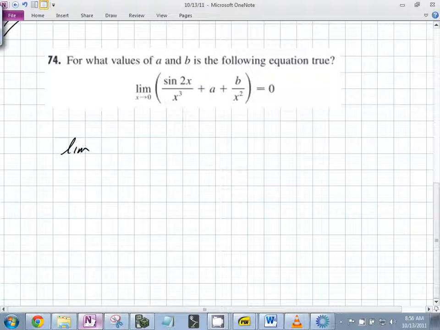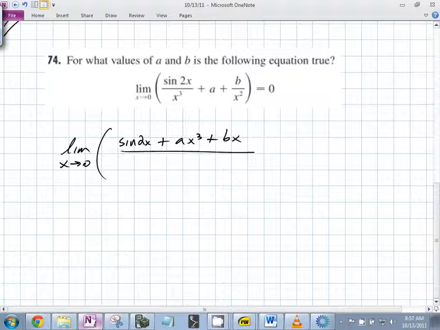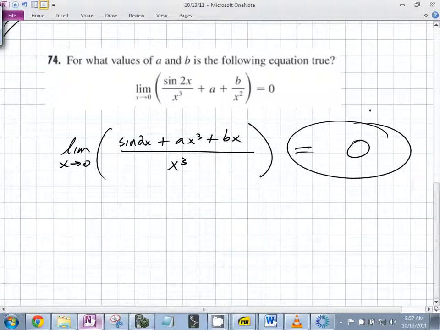The limit as x goes to 0 of sine of 2x plus ax cubed plus bx all over what? X cubed. And we want that to equal 0. Can we use both sides of this? No. You're trying to show it. You want it to equal 0.